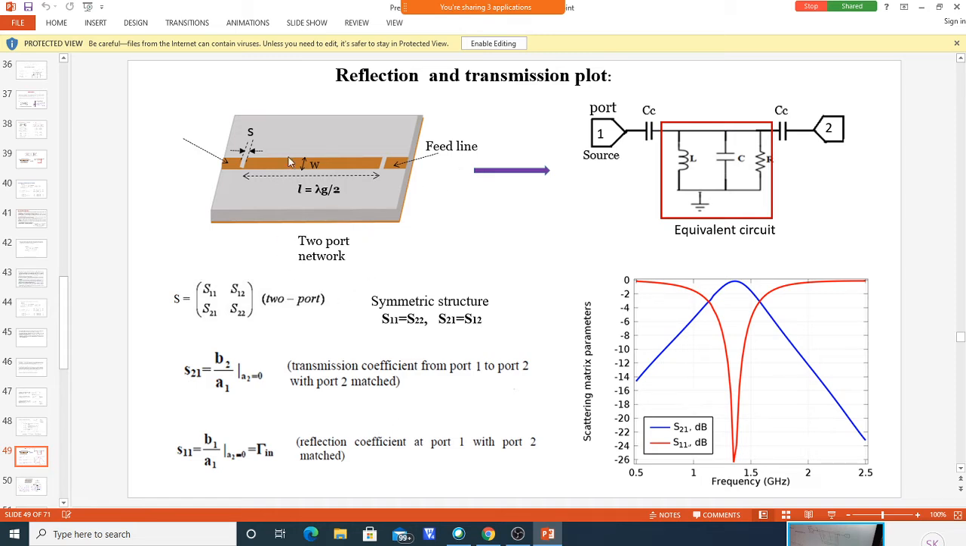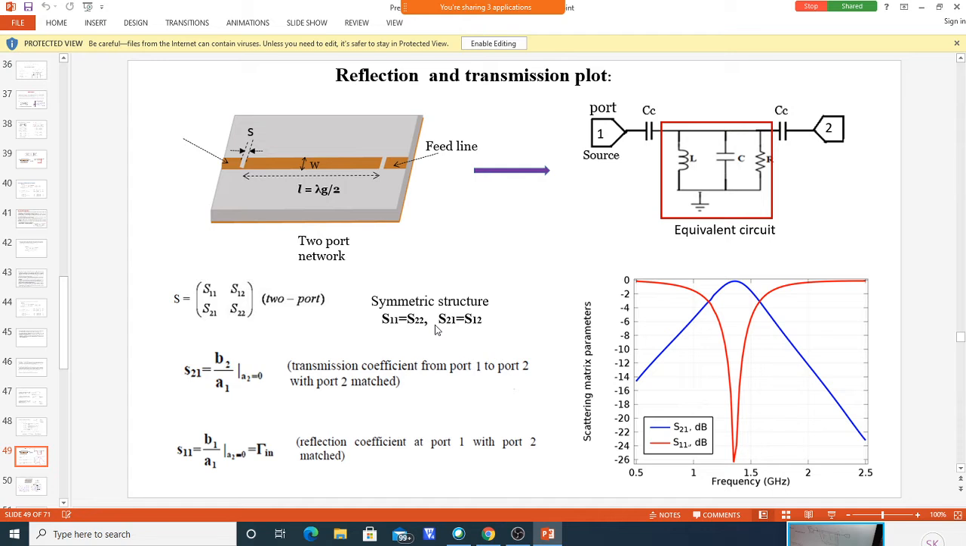As the structure I gave in the laboratory class is a two-port network, port one, port two, there are four S parameters. And as we can see from this two-port network, it is a symmetric structure. You can interchange the ports, input port and output port. So here it is automatically a symmetric network.